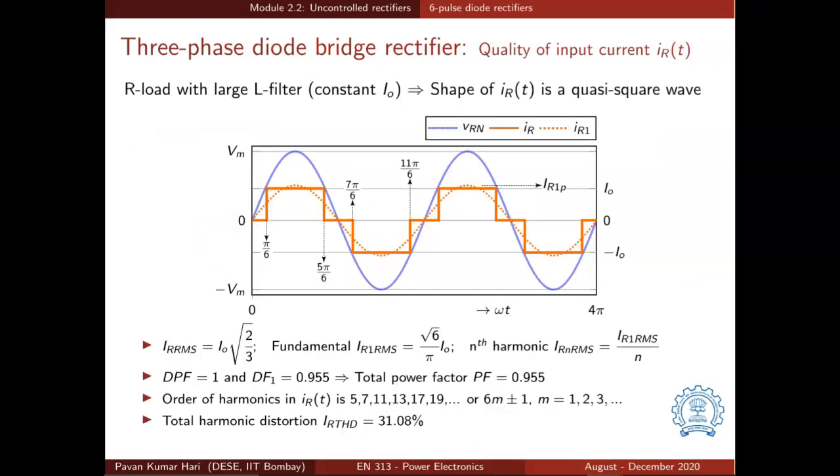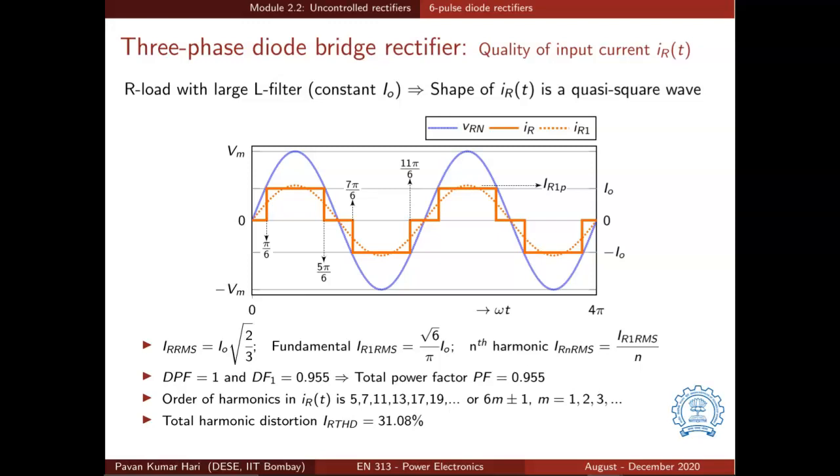Now looking at the special case of R load with a large L filter, where the output current will almost be a constant, and which is represented by IO here. So in that case, the shape of source current will be a quasi square wave as discussed earlier. Let us try to analyze this waveform and look at its THD and power factor and so on. So the fundamental component of IR, IR1, is also shown here in dotted lines.